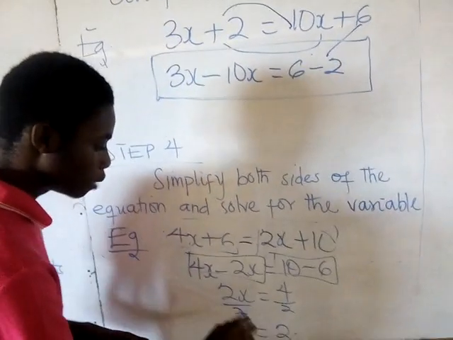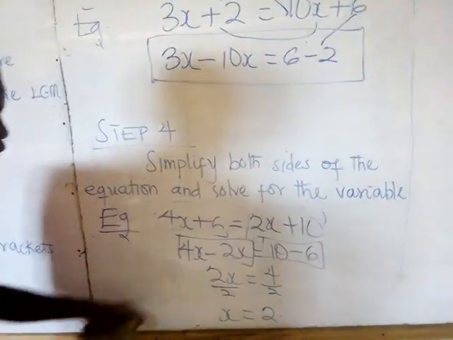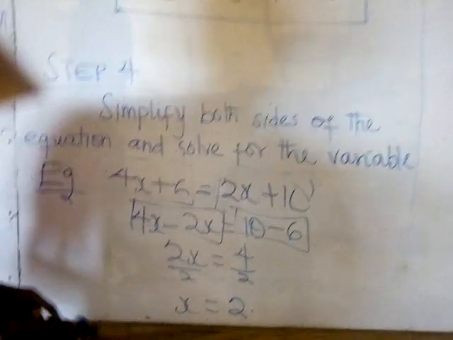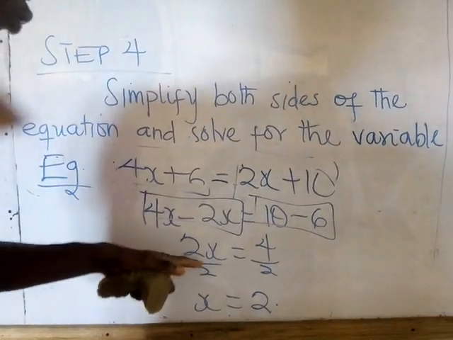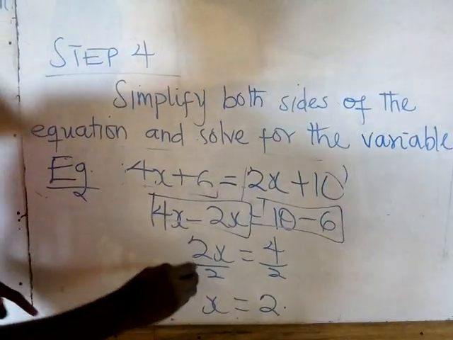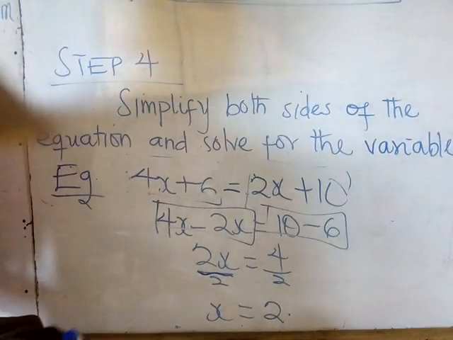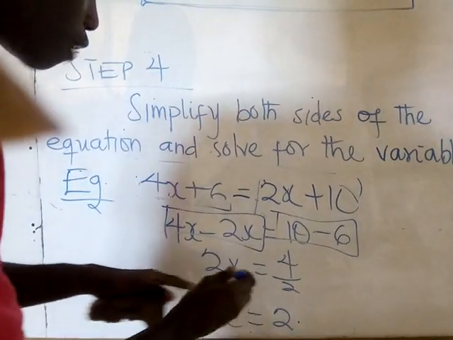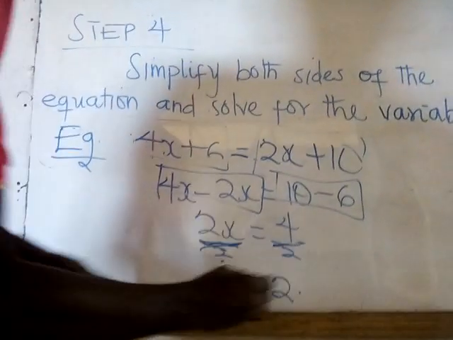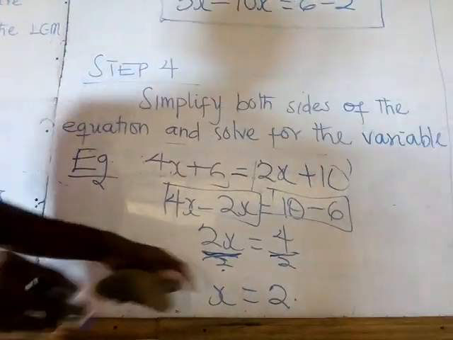So here you divide both sides by the coefficient of x. x has a coefficient of 2. So you divide both sides by 2. So therefore x is 2. Let's try another example.